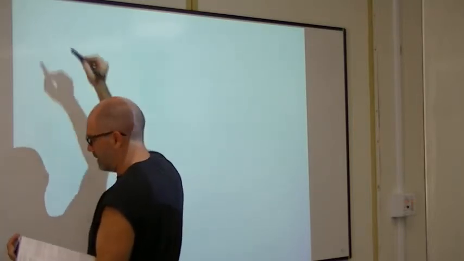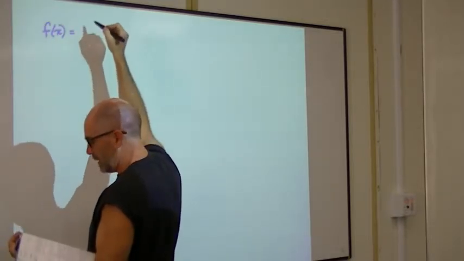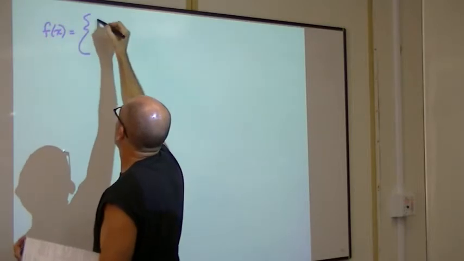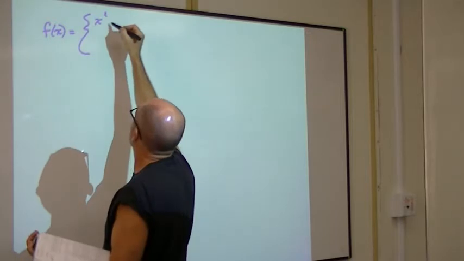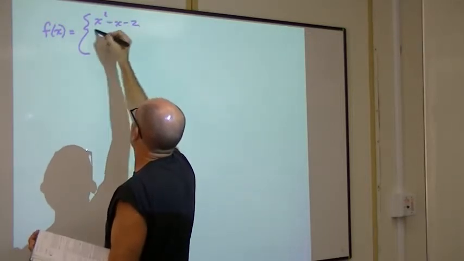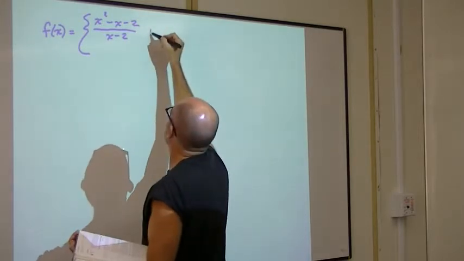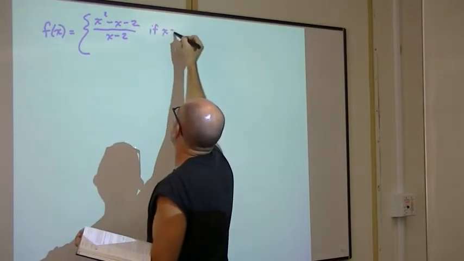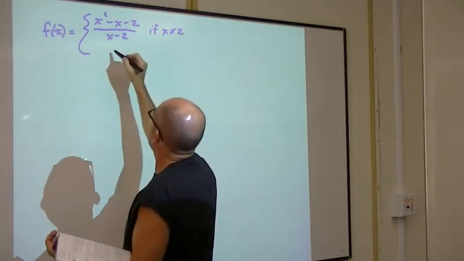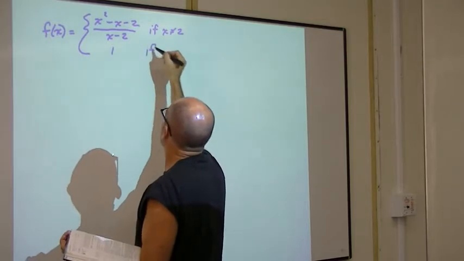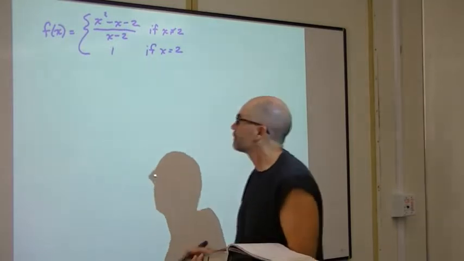All right, so we've got f of x equals x squared minus x minus 2 over x minus 2, if x does not equal 2, and then equals 1 if x does equal 2. Is that continuous?